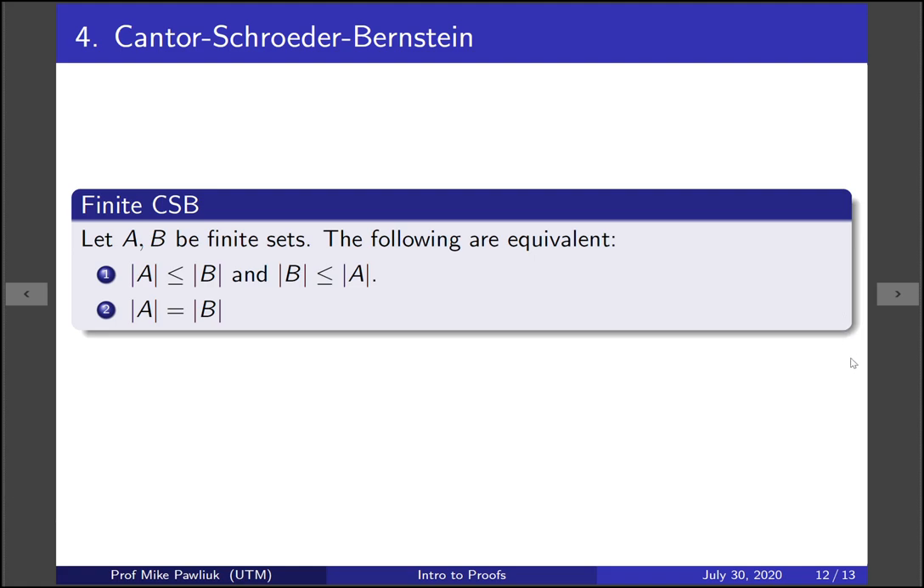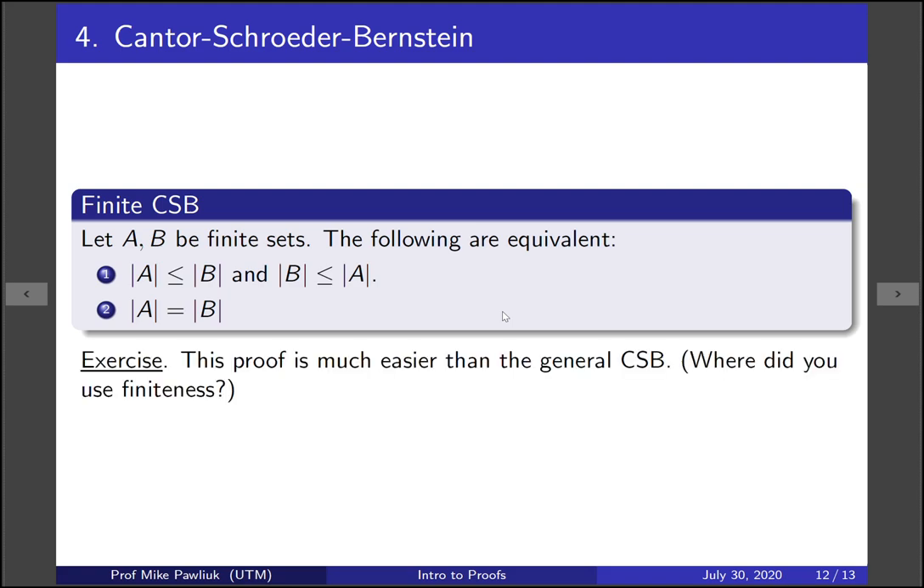One last exercise for you. This is the finite Cantor-Schroeder-Bernstein. So let A and B be finite sets. Then the following two things are equivalent. So you can prove this on your own, and this proof with finite sets is much easier than the general Cantor-Schroeder-Bernstein. So prove this on your own and think about where you used the fact that A and B were finite.